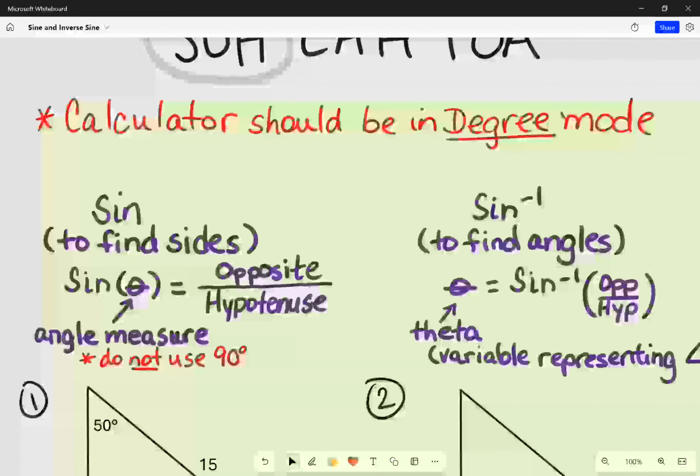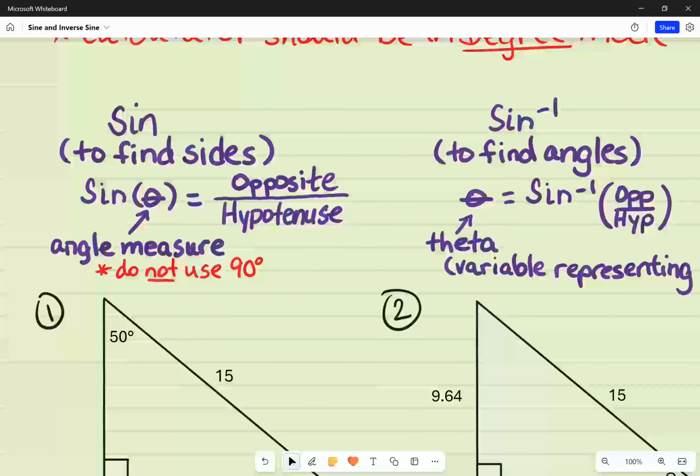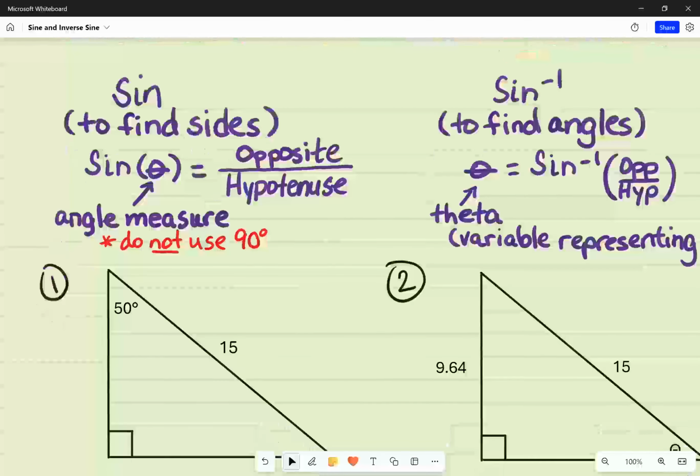Now I have shown you two formulas here. One is to find your side, which is just going to be the sine trig ratio, and the other is to find your angle, which is the inverse sine. So let's go ahead and get started with example one.